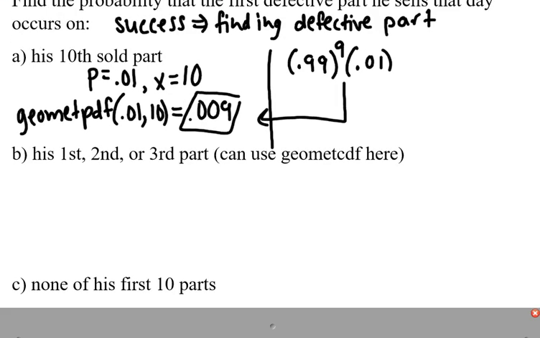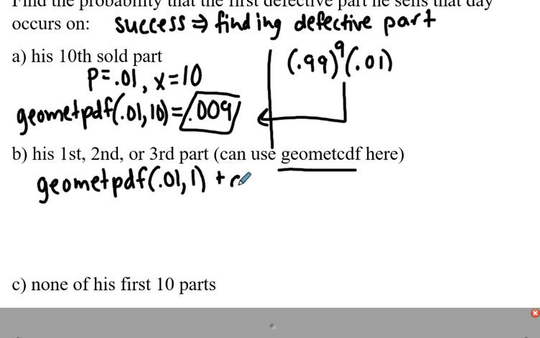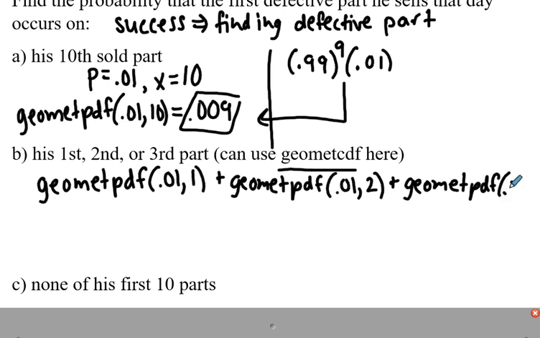Second situation, what's the likelihood that the first effective part he sells is either on his first, his second, or his third? And I can use geometric CDF because that'll do everything less than that. So this would be the case of doing geometric PDF for the first one would be 0.01 comma 1, or the second would be geometric PDF 1% success on the second one, plus, because it's an or, geometric PDF 0.01 on the third. This is simply equal to, I can just run one calculation, geometric CDF, not PDF, sorry, CDF, it's combined cumulative distribution, really. Geometric CDF does anything less than that, or equal to that. So 0.01 on the third.